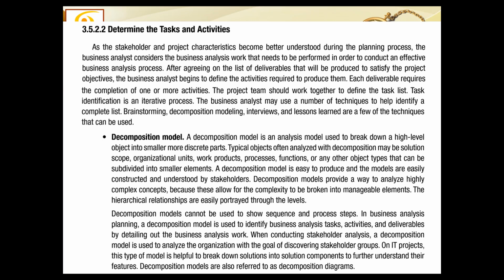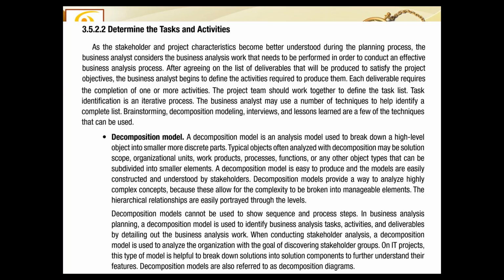Each deliverable requires the completion of one or more activities. Naturally, it is obvious that to create a deliverable, you have to do a set of activities. So more than one activity is to be completed before that deliverable can be created. The project team should work together to define the task list. Task identification is an iterative process.